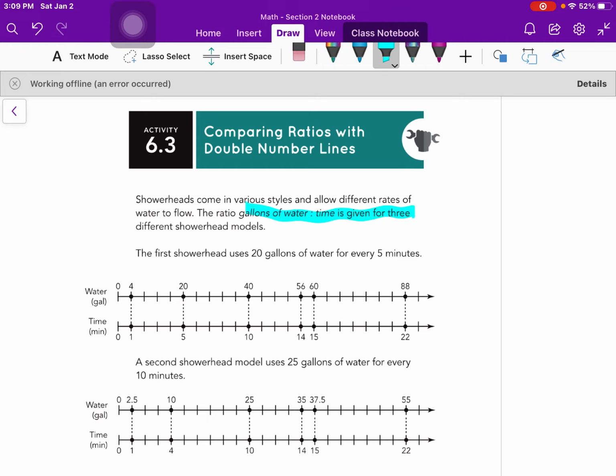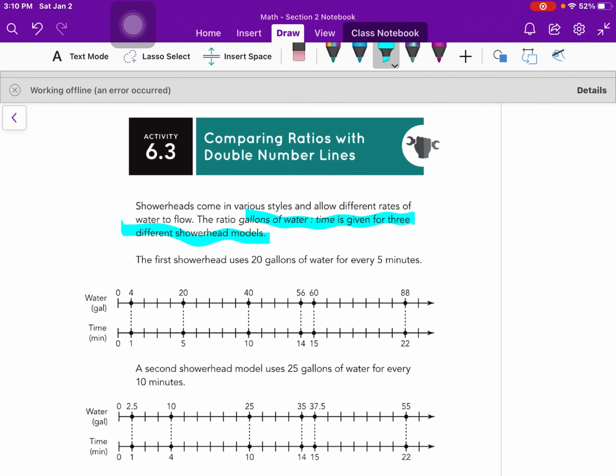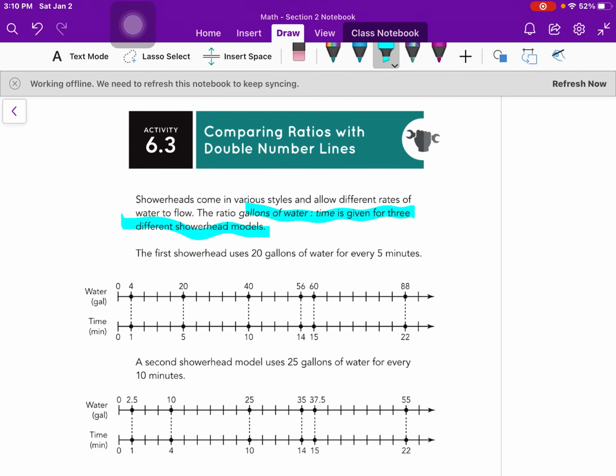Now, you might be asking yourself, who cares, right? But we have to pay for water each month. That's part of our utility bill. And if your parents are paying the bill, they want the one that's going to cost the least, right? And so if you can have not as much water coming out each time per minute, you don't have to pay as much. So it can be helpful to make some of these comparisons.